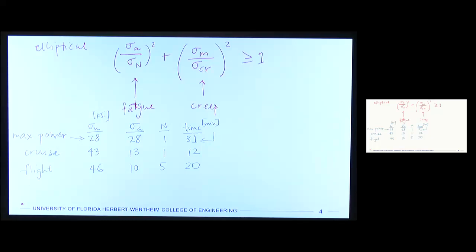And then we had a ground, sort of a ground idle. And that had mean 43, amplitude 7, 1 cycle, and time was, nope, yes, 7 also.